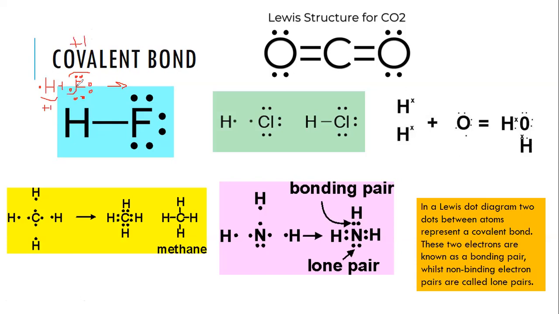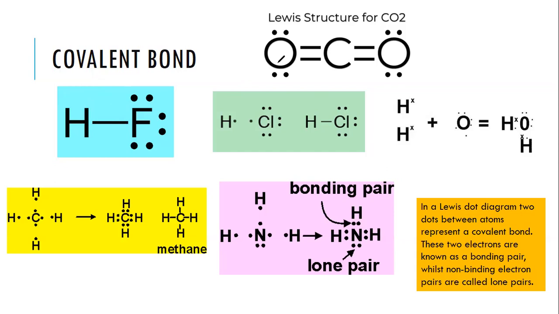So what happens is that this one gives 1 electron to be shared, and the other one gives another electron, and then they share these 2 electrons. So actually there's a line here. This line represents a pair of electrons shared between them. And there is a single covalent bond between hydrogen and fluorine in the HF structure, hydrogen fluoride.